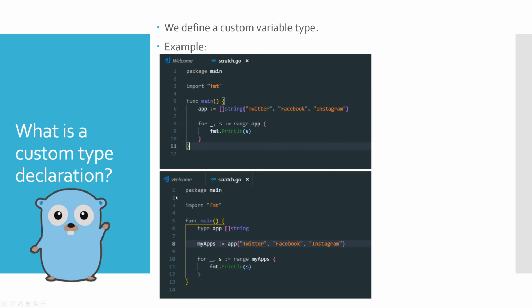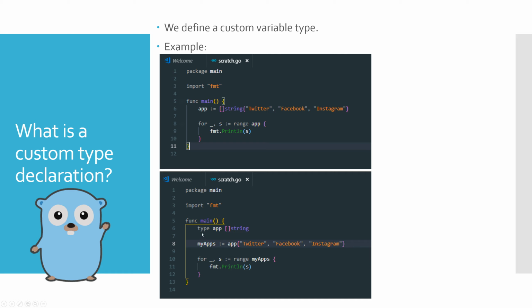So how do we declare a custom type? I have two examples here. In the first picture up here, we have a slice of strings, or string slice, and we call it app, and it has these three strings in it, and we can print the strings inside this slice with this for loop here. And then in the second picture, I created a custom type called app, and this type app is pretty much a string slice.